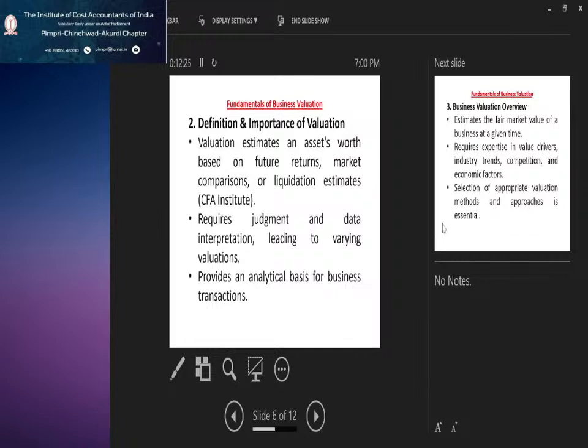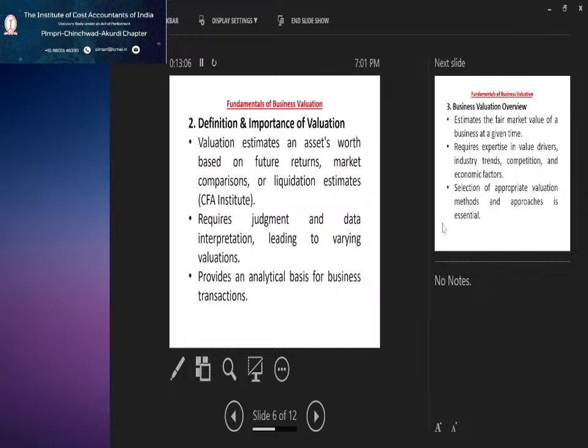Yeah. So that's the definition of valuation, which is about estimation of the asset's worth based on future returns, how much that asset is going to generate in future, or market comparisons, how the market is currently performing in terms of business generation and revenue generation by the business, or the liquidation estimate. So what if a particular business is required to be closed down, then what sort of value will the assets fetch.